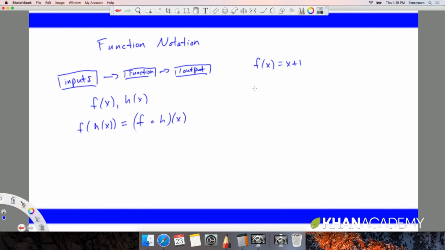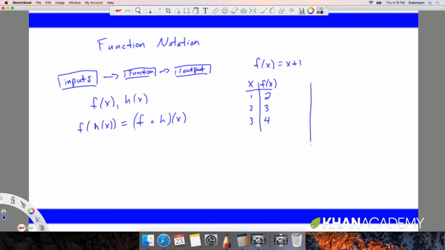Another way you might see functions show up is in a table format. So in this case, you have this nice table here of x and f of x. And for given values of x, given this definition of f of x, you'd have certain values of f of x. So this is one way you might see it.